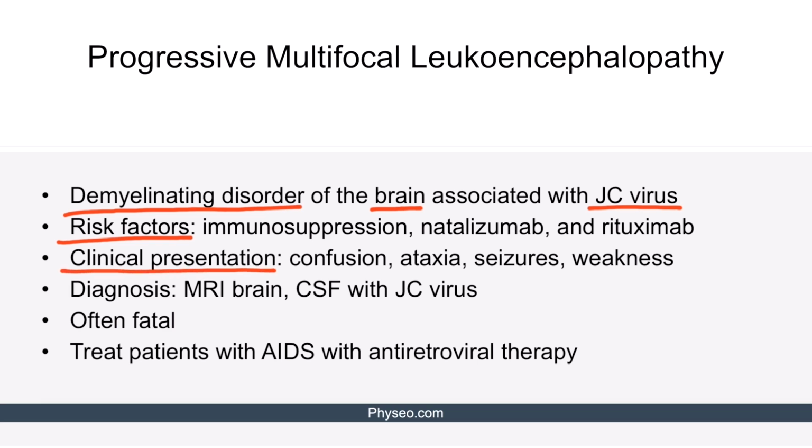Clinically, this condition will present with slowly progressive neurologic symptoms, such as confusion, ataxia, seizures, and weakness. Now, PML can be diagnosed with MRI of the brain, which will show demyelination in the white matter of the brain, or analysis of the cerebrospinal fluid, which will be positive for the JC virus. Unfortunately, this condition is often fatal, and there aren't many treatment options really. However, if you diagnose PML in a patient with AIDS, you can treat them with antiretroviral therapy.